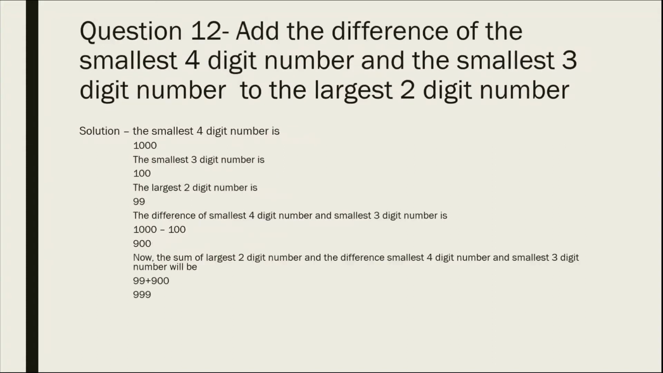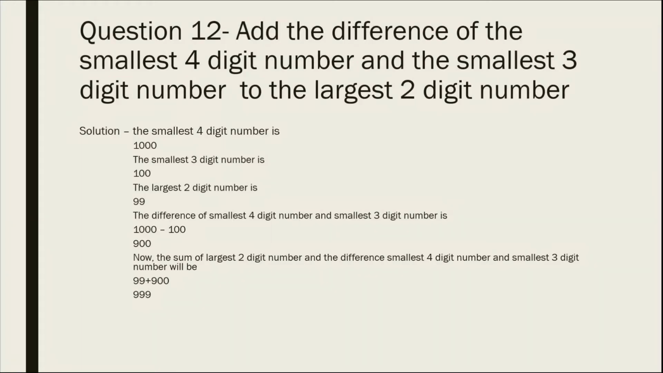Now in the same manner, question 12. Add the difference of the smallest 4-digit number and the smallest 3-digit number to the largest 2-digit number. So the smallest 4-digit number is 1000, the smallest 3-digit number is 100 and the largest 2-digit number is 99. Now first, what we have to do? We have to find the difference of the smallest 4-digit number and the smallest 3-digit number. So 1000 minus 100 equals 900.